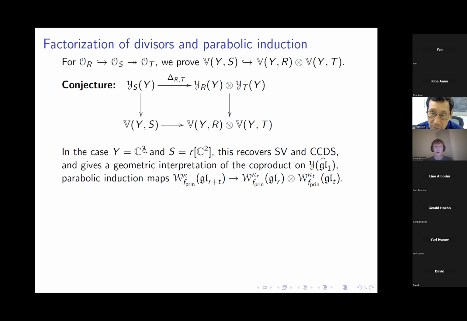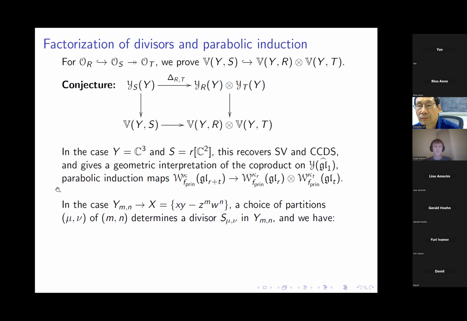But in the case that Y is C3 and S is R×C2, this structure just recovers the results of Schiffmann-Vasserot and Kreuzig-Diaconescu-Soibelman, and gives a geometric interpretation of this coproduct and of these parabolic induction maps between principal affine W-algebras.